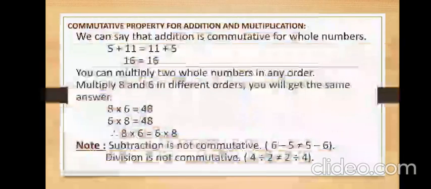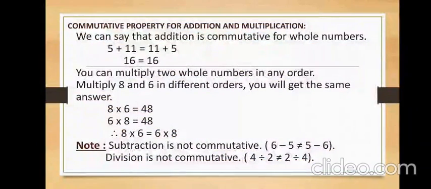And the second property is commutative property. It defines that when you add two numbers or multiply two numbers by interchanging the terms, the result is the same. That is, 5 plus 11 or 11 plus 5 is 16. Also for multiplication, 8 sixes or 6 eights is 48. So commutative defines that when you add or multiply two terms by interchanging, you get the same result.